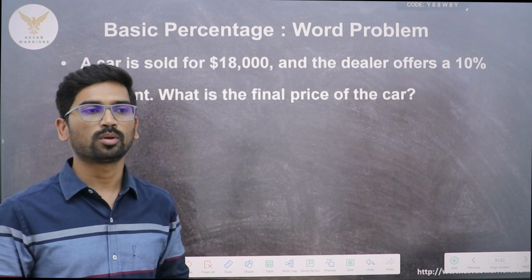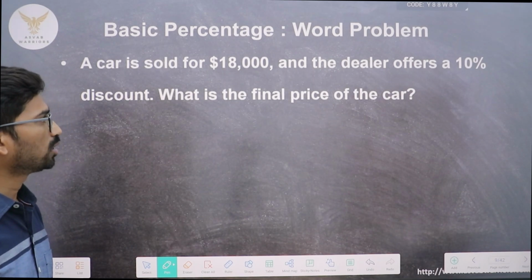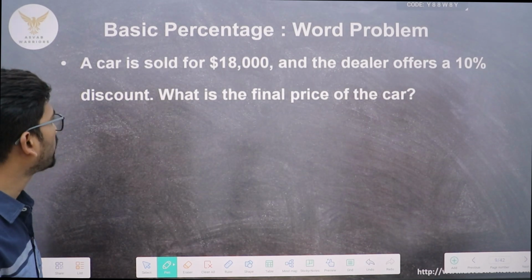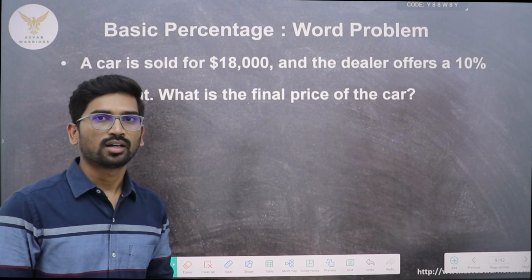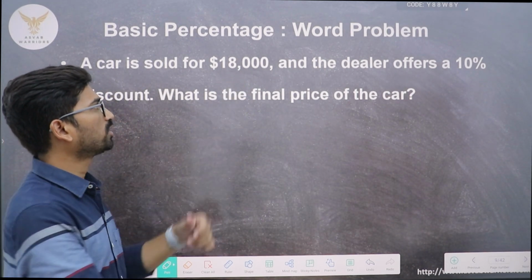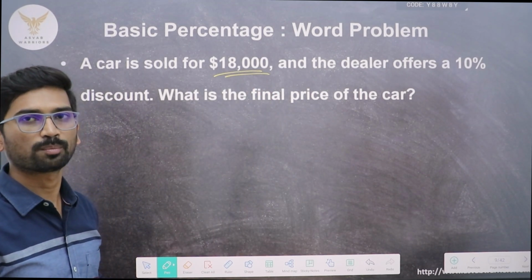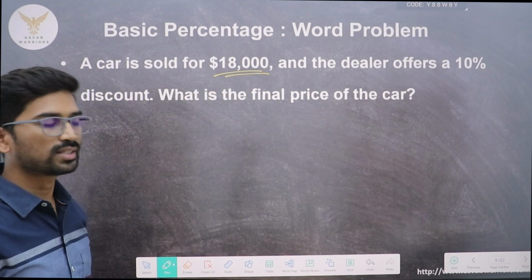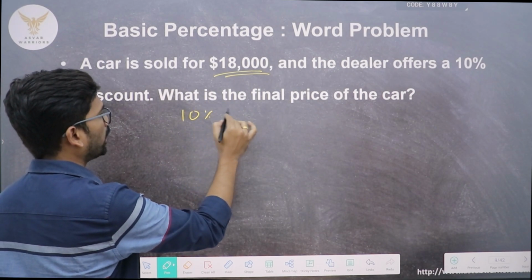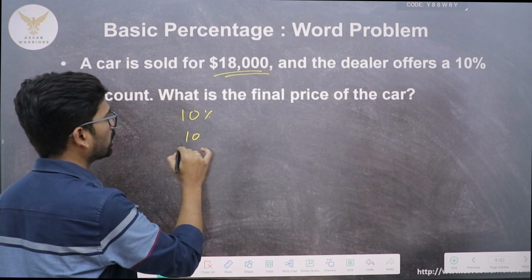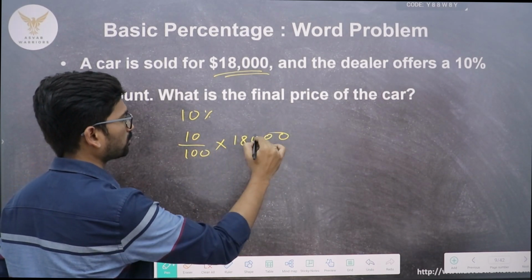Now another word problem is there. It says a car is sold for $18,000 and the dealer offers a 10% discount. What is the final price of the car? Again we will find out the 10% of this selling price, which is $18,000, and we will subtract this discount from the total selling price. So we will have to calculate 10% of 18,000. So 10% will be nothing but 10 by 100 into 18,000.